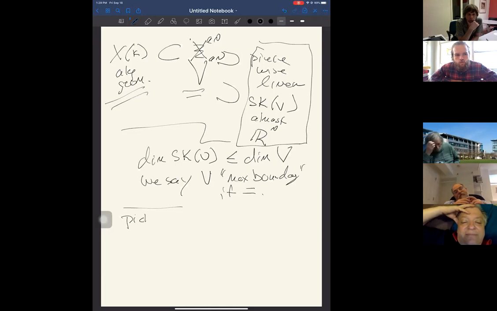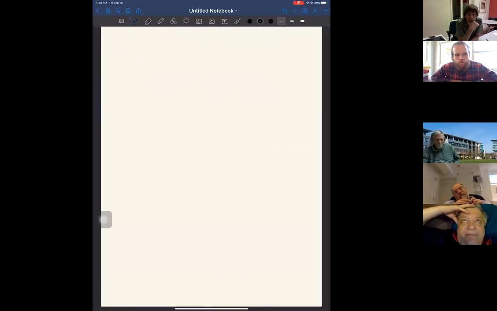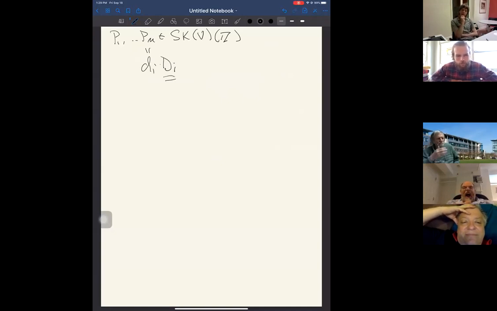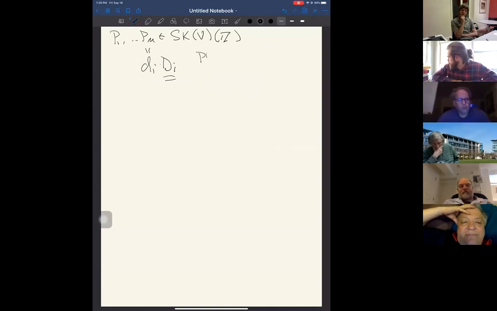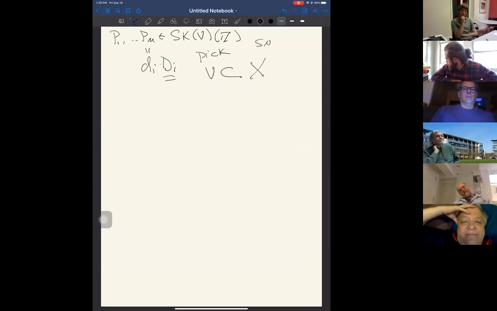I'm going to do it on the next page, just because maybe you'll be able to follow it better. Let's pick P1 through PM in the tropical set. Let's write them as DI, because they're multiples of an actual divisorial valuation. So DI is the divisorial valuation. And then let's pick a compactification with SNC boundary, which I always call D. And I want all of these DIs to be part of D. You can always do this, of course. Just take a compactification and blow up enough so that you get all these divisors in it.